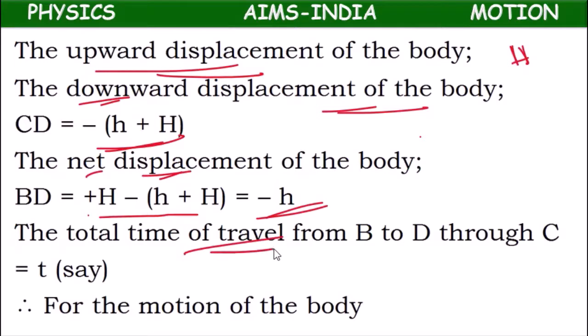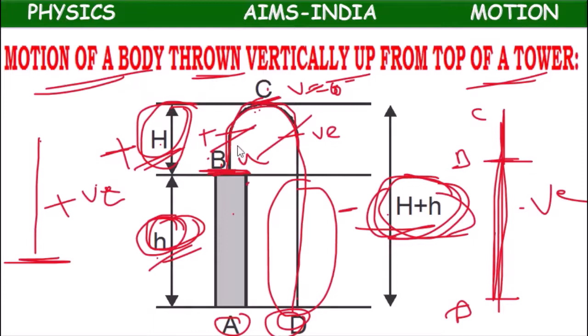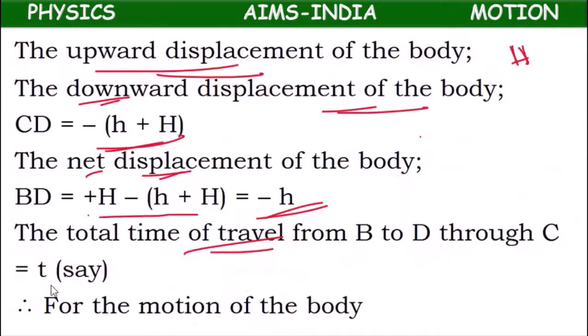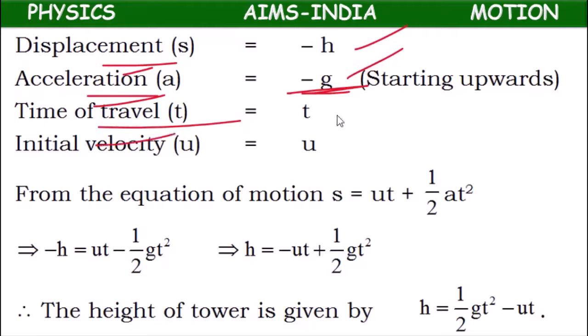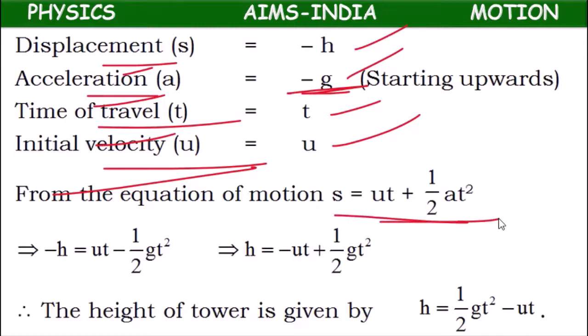Total time, from B to D, let it be small t. So the displacement is minus h, and the acceleration, since finally it is falling downwards, starting upwards but finally falling downwards, is minus g. Time of travel is small t. Initial velocity u. So we have the equation s equals ut plus half at square.